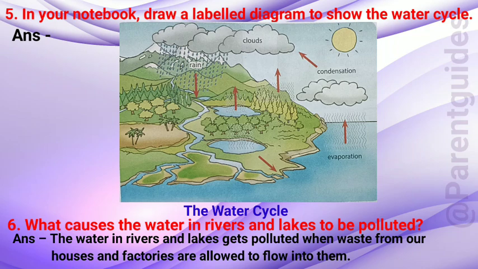6. What causes the water in rivers and lakes to be polluted? Answer. The water in rivers and lakes gets polluted when waste from our houses and factories are allowed to flow into them.